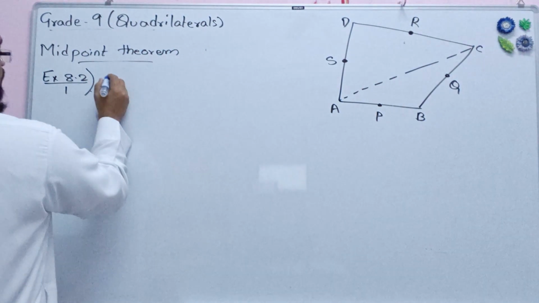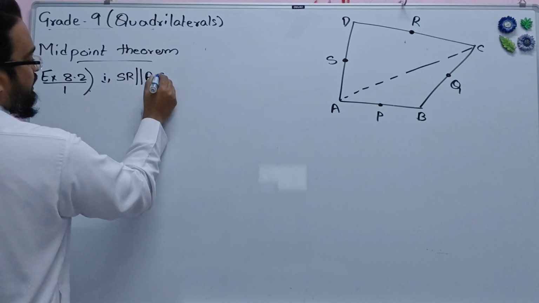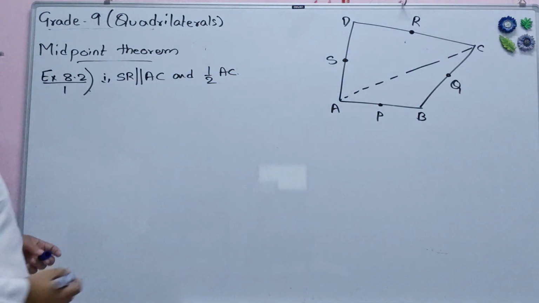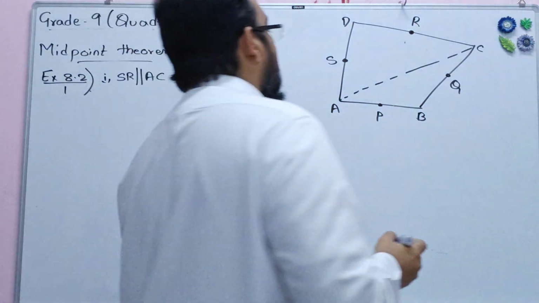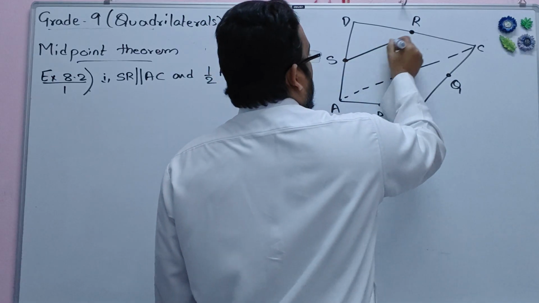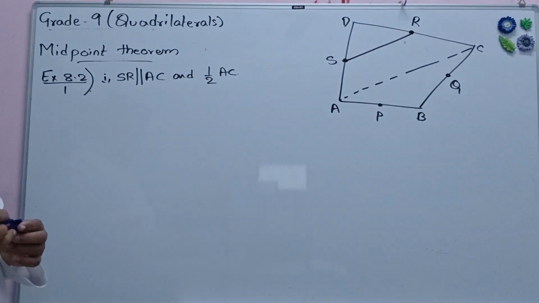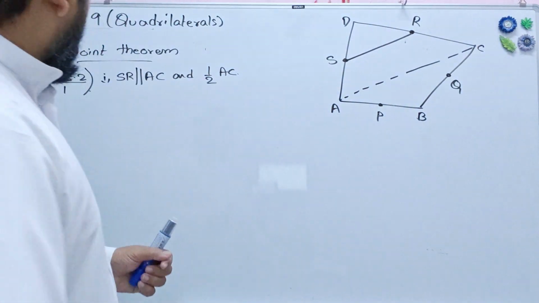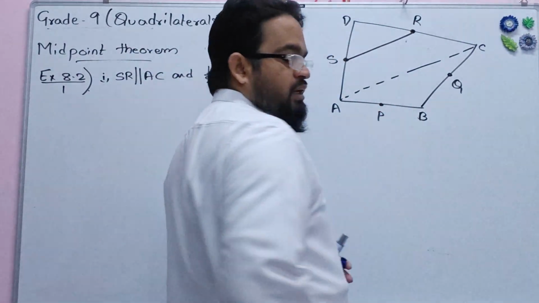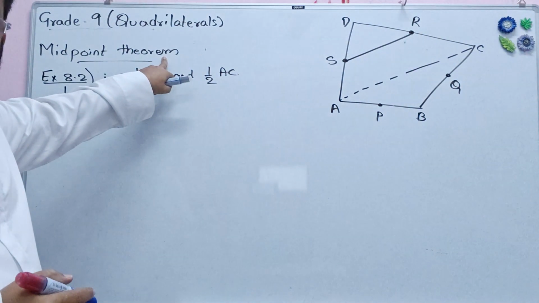Show that SR is parallel to AC. What is the first one? What we have to show? SR is parallel to AC and it is half of AC. Now, where is SR? This is SR, right? Join the points S and R. So when we join the points S and R, now how to prove SR is parallel to AC? We have heard this somewhere. Where did we hear this? We heard it in the midpoint theorem.